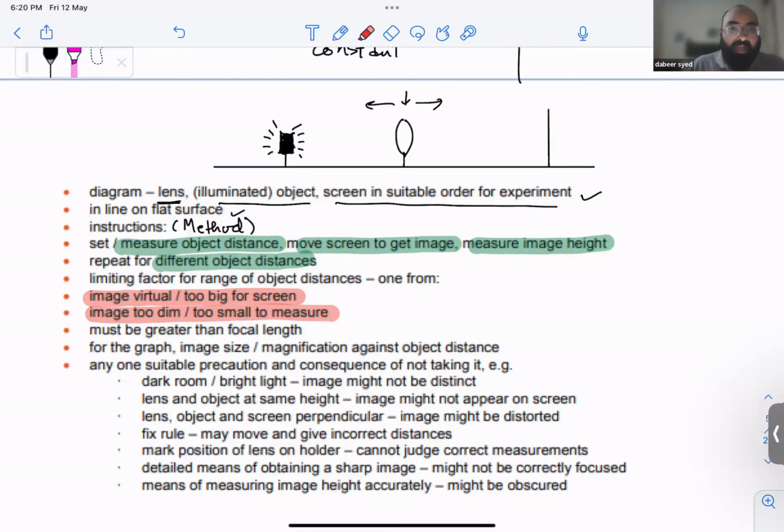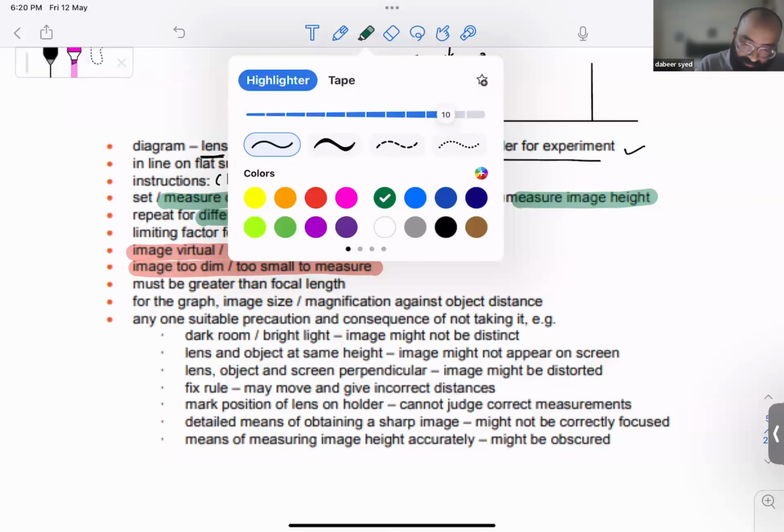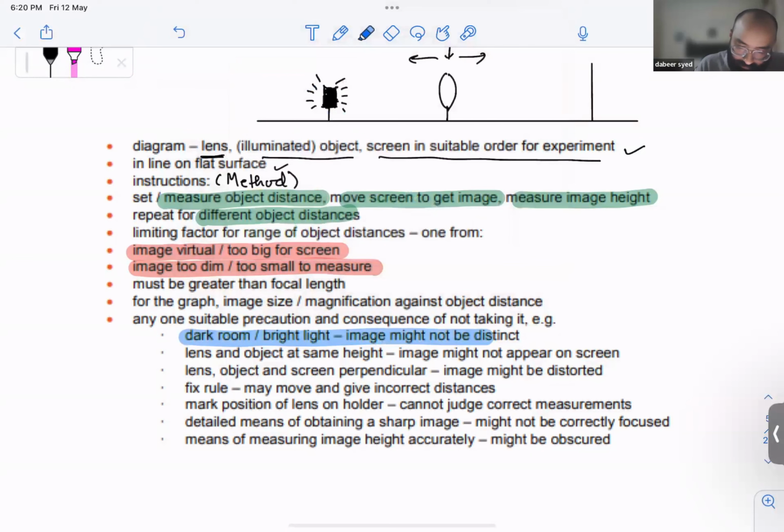Minute. Now, what are the precautions that we can take? These precautions are applicable for almost all of the questions where you have lens. So for example, whenever you have a light experiment or a lens question, always make sure that your room is dark. Okay? This allows for better images to be formed, or more visible images to be formed.